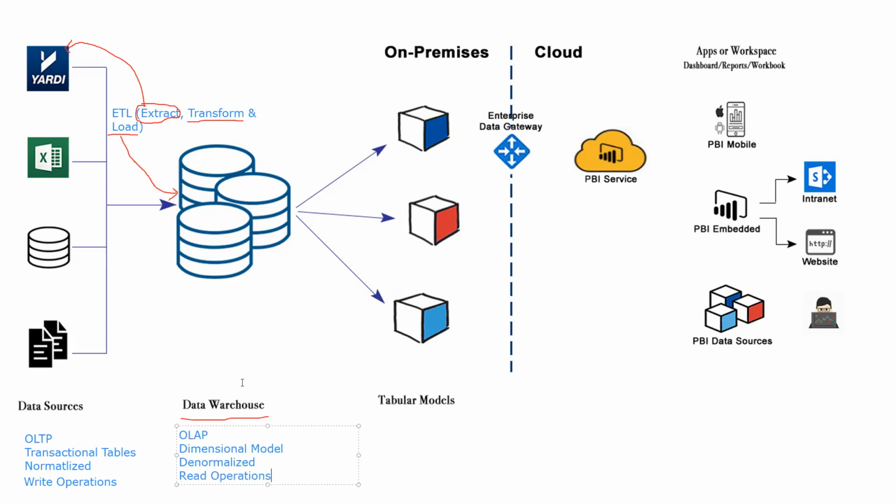So when you have to talk about the data warehouse, you will be saying that you have this OLAP, online analytical processing system, where you have a dimension model, which consists of the fact tables, and then you will have the dimension tables. The data will be denormalized, and then this will be good for the read operations.